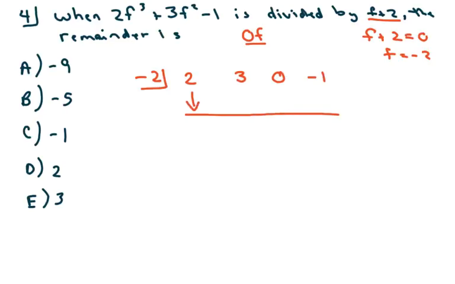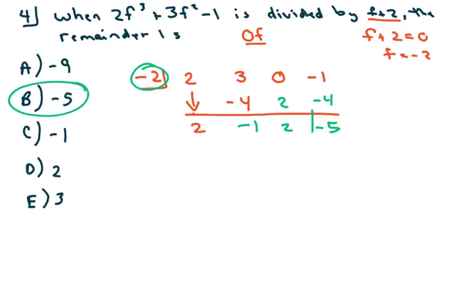Just bring down the 2 and multiply, and you get -4, and add, it's -1, multiply, you get 2, add, you get 2, multiply, you keep multiplying by that, you get -4, and add, and you get -5. So your remainder is -5, because your remainder is always this term here.